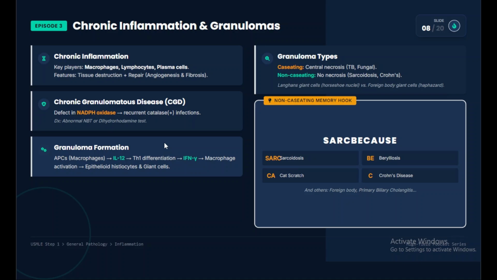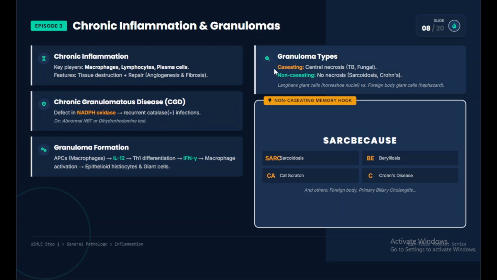So in simple terms, APC macrophages release IL-2, and IL-2 stimulates Th1 differentiation. The Th1 cells then release interferon gamma, and this causes macrophage activation. Now these activated macrophages are simply called epithelioid histiocytes and giant cells. So granulomas are an organized army of macrophages, sometimes fused into giant cells, surrounding a center that may or may not have necrosis.